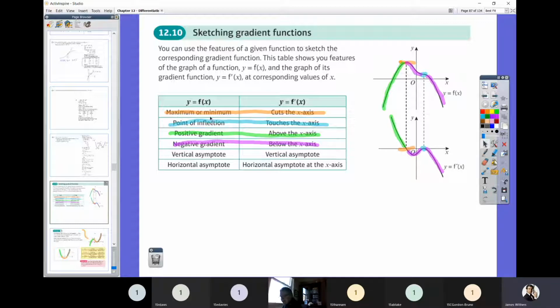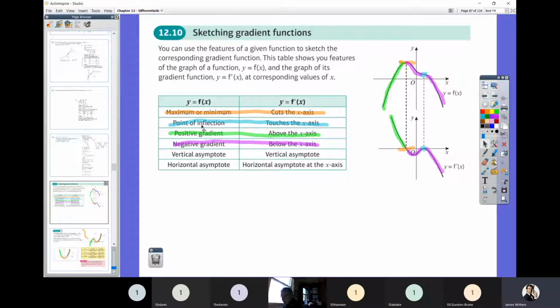Where we have a maximum or a minimum, this is the bit in orange, we know that the gradient is 0. So wherever we have a maximum or minimum, I would suggest just start off by making the corresponding x value 0 on your gradient function graph. So that's the bit in orange. Straight away, there's a maximum or a minimum, and I've popped in it crossing the x-axis where I've shaded in orange.